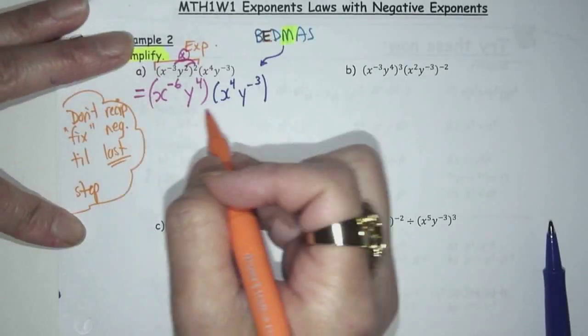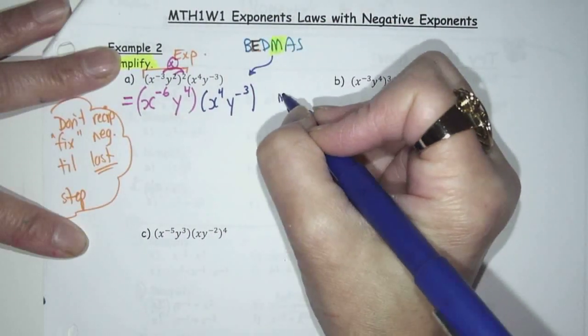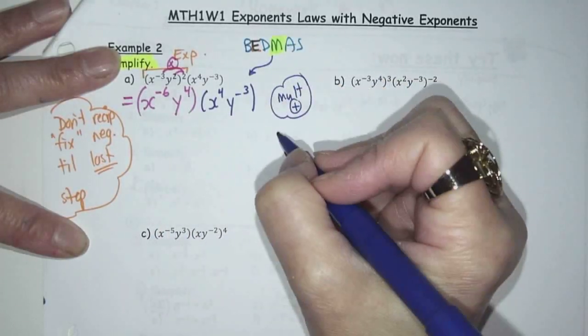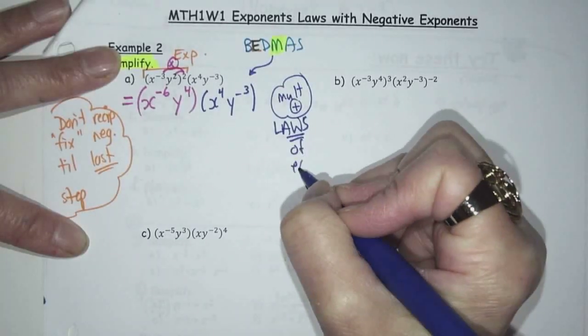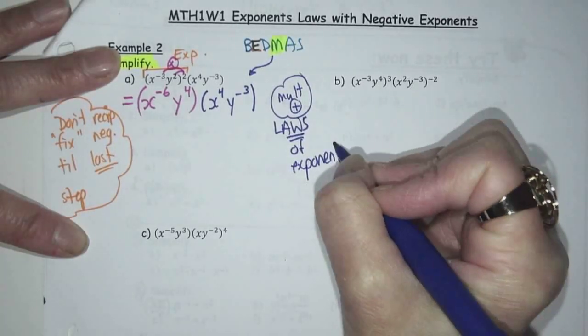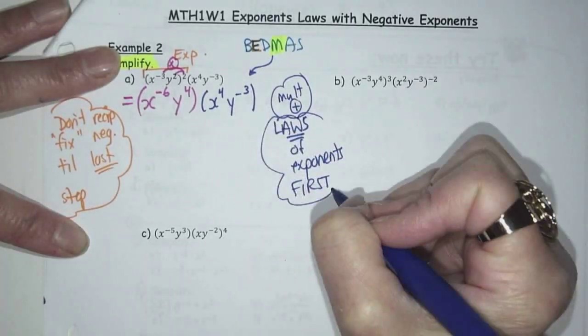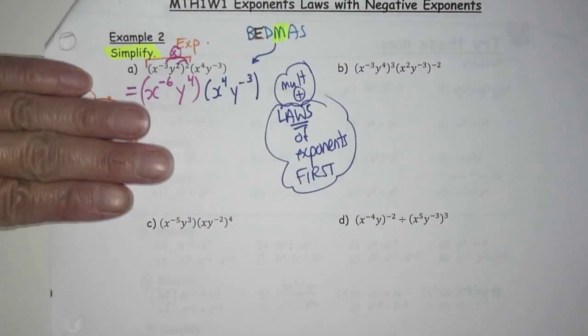So here, I still want you to do the laws. So the laws mean you're going to multiply, means you're adding. Okay, so I still want the laws of exponents first. I want you to completely exhaust all the laws, and this is the last step when you fix that negative exponent. So hang on here.